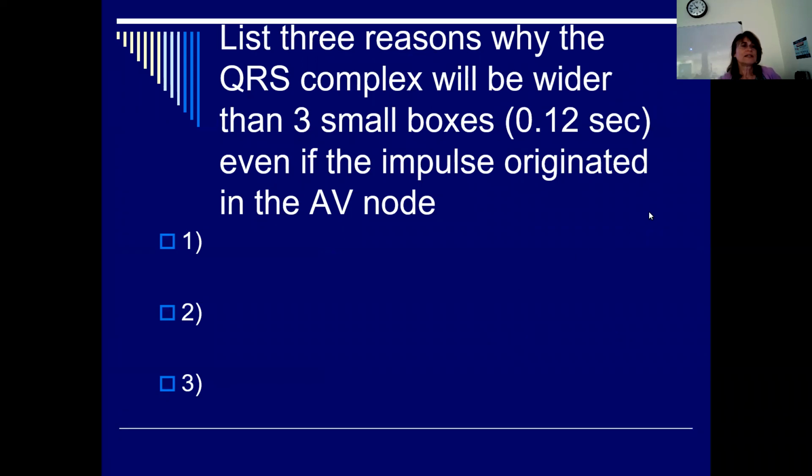All right, and then it says list 3 reasons why the QRS complex will be wider than 3 small boxes or 0.12 seconds, even if the impulse originated in the AV node. So reason number 1 is infarcted tissue.